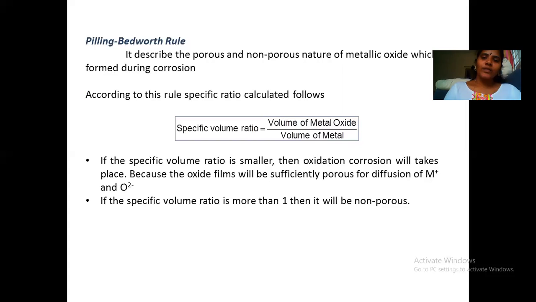In order to check whether further corrosion will take place or not, whether it is acting as a protective layer or non-protective layer, we have a rule called the Pilling-Bedworth rule, or we can call it the specific volume ratio. It describes the porous and non-porous nature of a metallic oxide formed during corrosion. The ratio is given as the volume of metal oxide formed to the volume of metal. If the specific volume ratio is greater than or equal to 1, it can act as a protective layer. If it is less than 1, it will act as a non-protective layer.